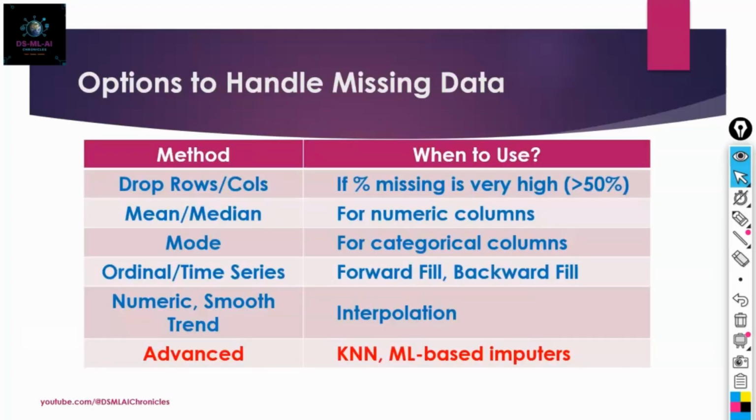Now we will learn all these techniques depending on what type of data it is. If any row has more missing values, then what to do with it. If any column is a numerical column, then what to do with it. If it is a categorical column, or if it is ordinal, time series data, or numerical but linear data. So for different types of columns, we use different methods to impute missing data. Now going ahead, I will show you all these options to handle missing data in a Jupyter Notebook demo.